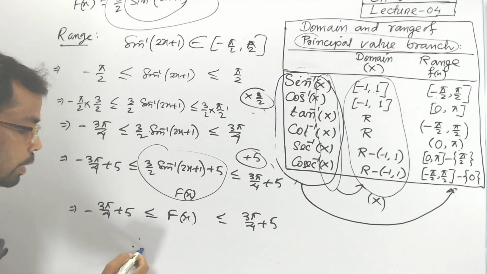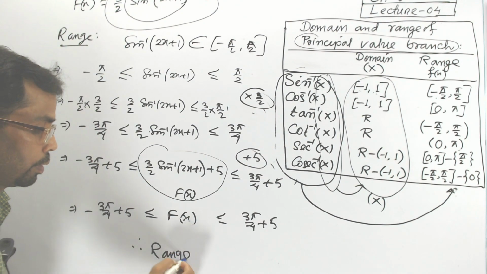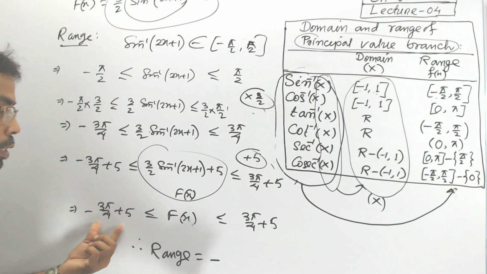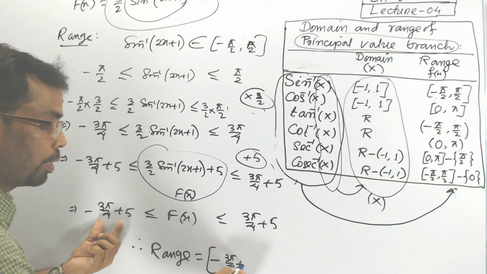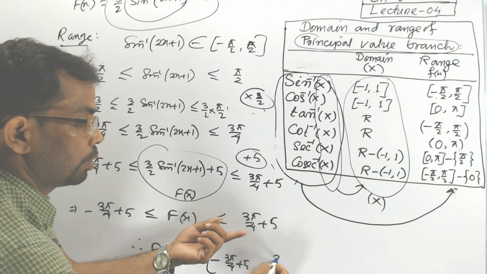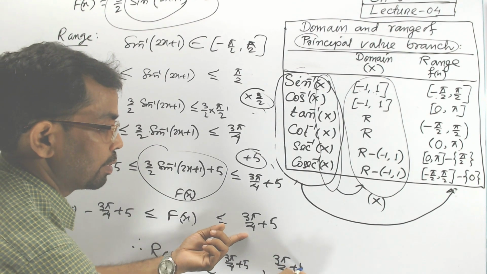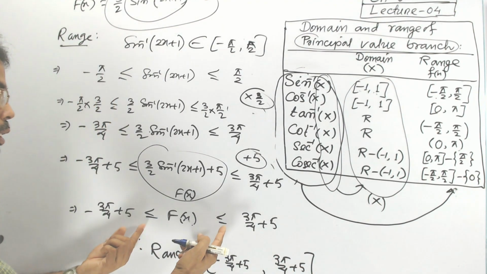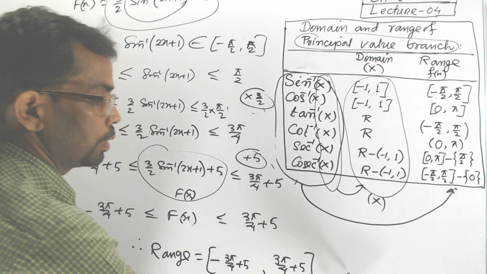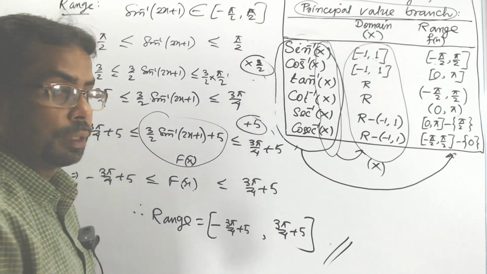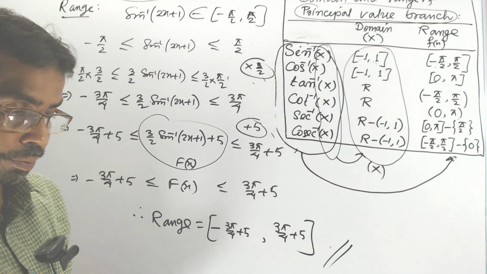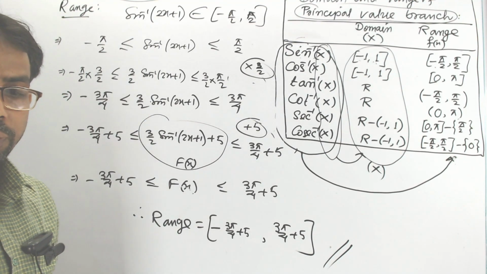So I can write like this, range is equal to what? This number -3 pi by 4 plus 5 to 3 pi by 4 plus 5, close interval, because equal sign is there, and this is the range of the given function. So this is how we find the domain and range.